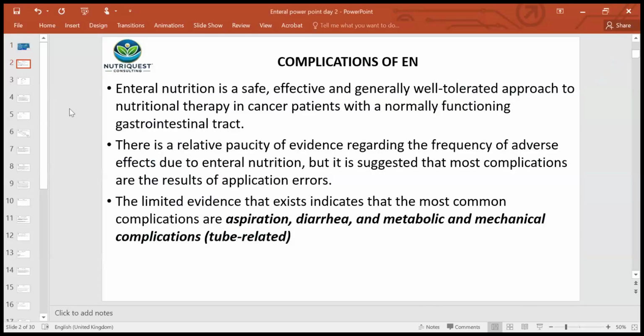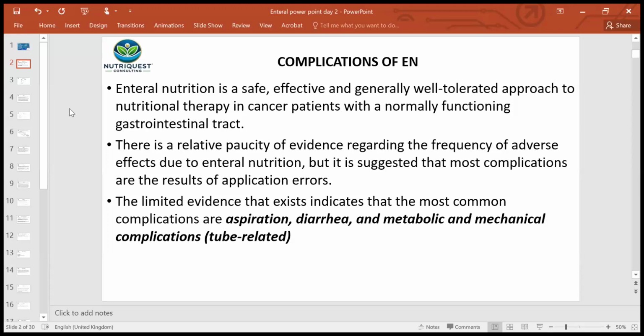We are starting with complications of enteral nutrition specifically. Just to give you a background, enteral nutrition is quite safe. It is an effective, generally well-tolerated approach to nutritional therapy in cancer patients with a normally functioning gastrointestinal tract. So that is something we need to note, that enteral feeding is really safe. Another thing, compared to parenteral feeding, it is quite effective, and many times it's generally well tolerated.